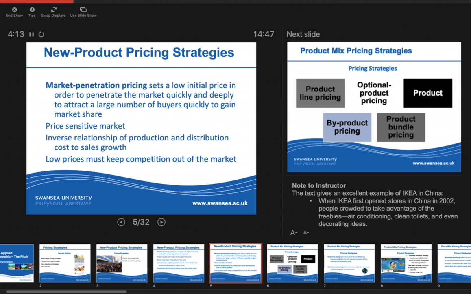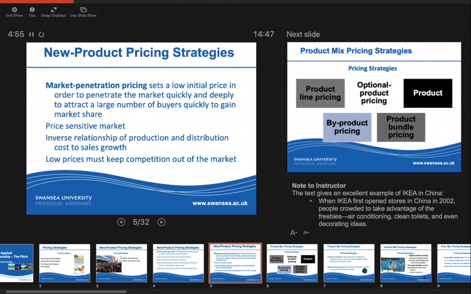Penetration, on the other hand, sets a low initial price so that you can penetrate the market quickly and deeply, which is where the name comes from. So again, this works better in a price-sensitive market where there's a lot of competition. Inverse relationship of production and distribution to sales growth. So what we're saying there is that the amount that you spend on production doesn't really have an impact, and low prices must keep competition out of the market. So from a volume perspective, this is where we are trying to be in a market where you are selling high volumes of products or services at low prices.